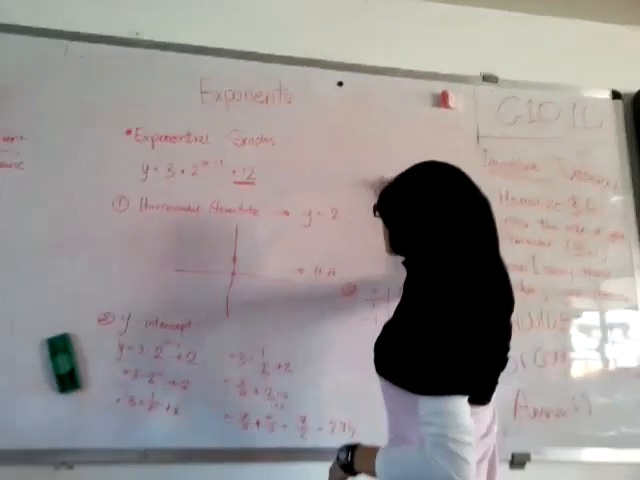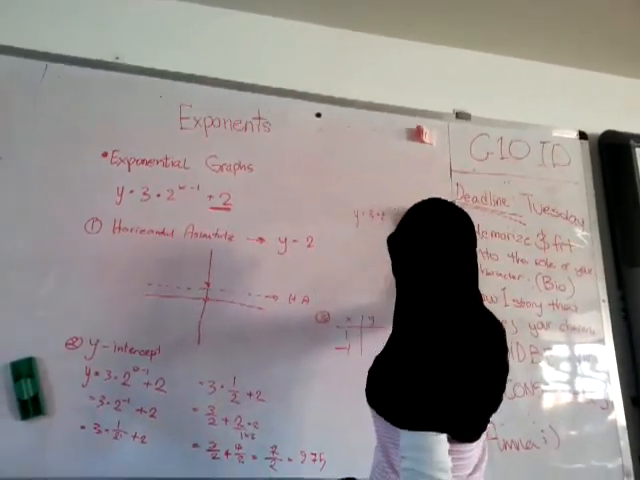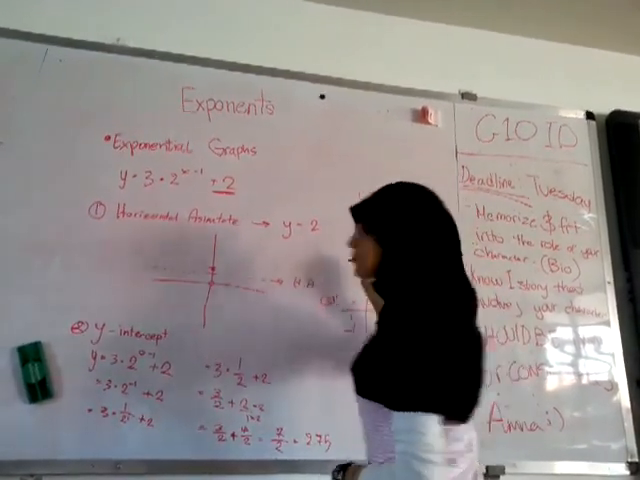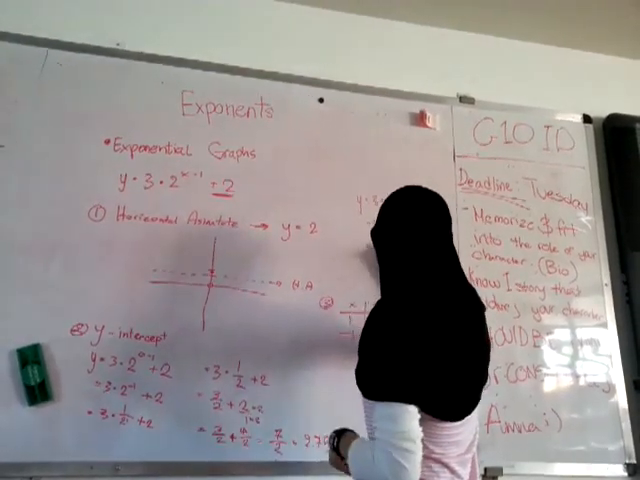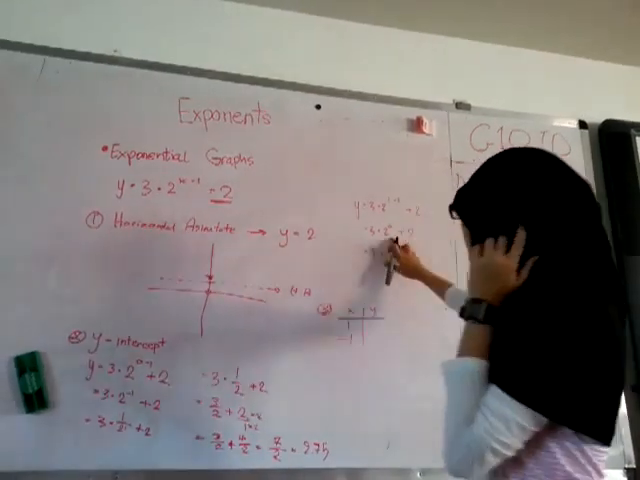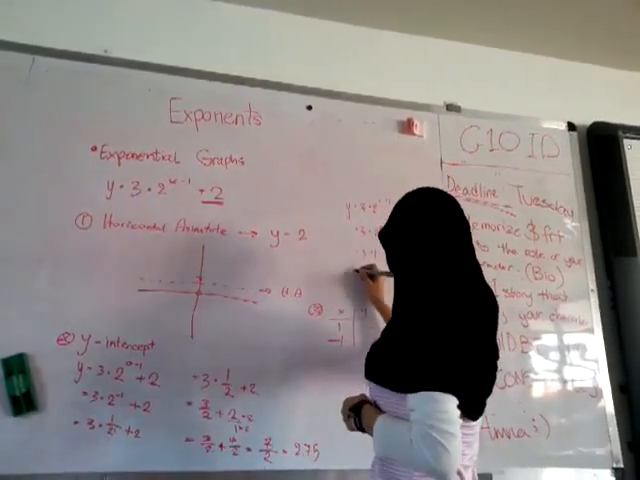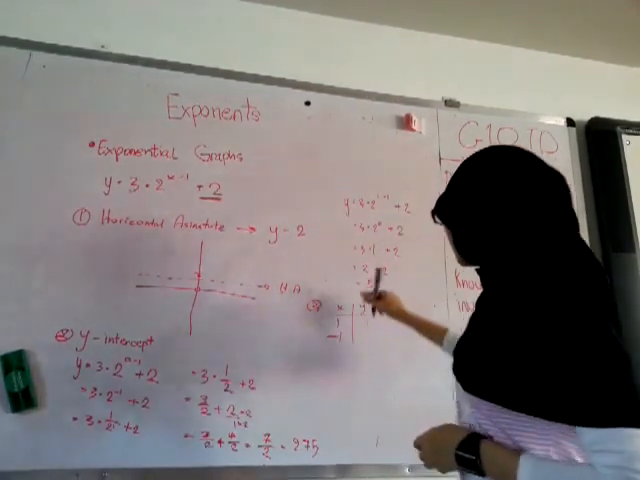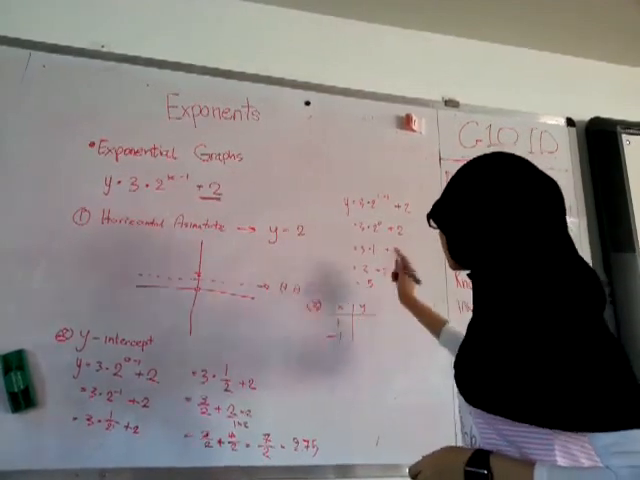y equals 3 times 2^(1 minus 1) plus 2. What is 1 minus 1? 0. So 3 times 2 to the power of 0 plus 2. As you've learned before, anything to the power of 0 is equal to 1. So 3 plus 2 equals 5. That means the y of this x is 5.